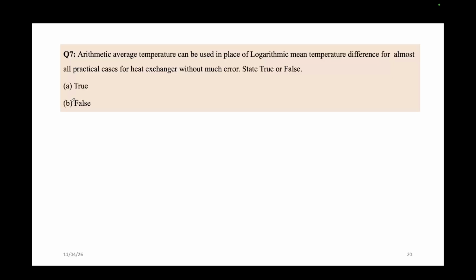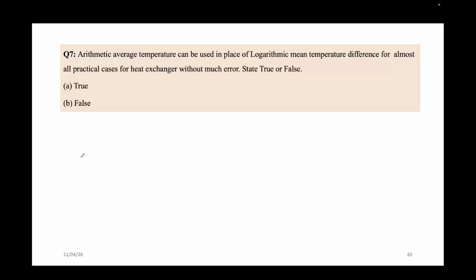So in this question: the arithmetic average temperature can be used in place of logarithmic mean temperature difference for almost all practical cases for heat exchangers without much error. What it is saying is that we can take the average value in place of the logarithmic value, and that will give less error. Is it true?